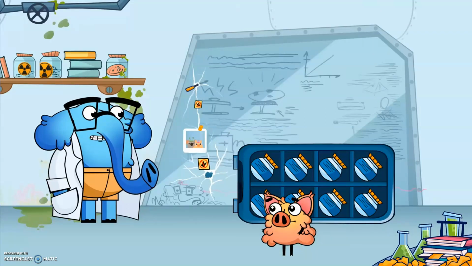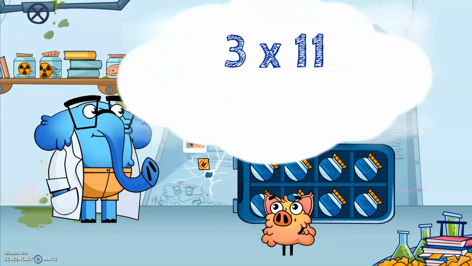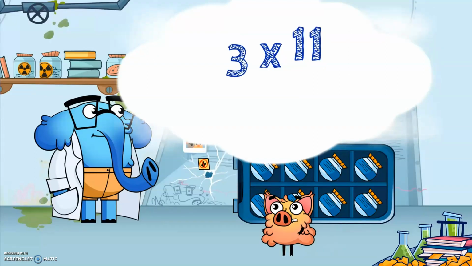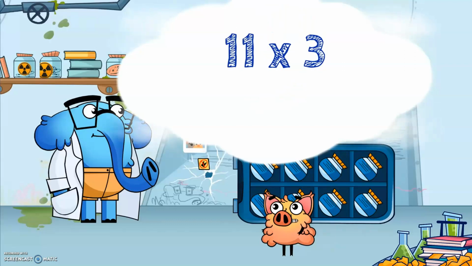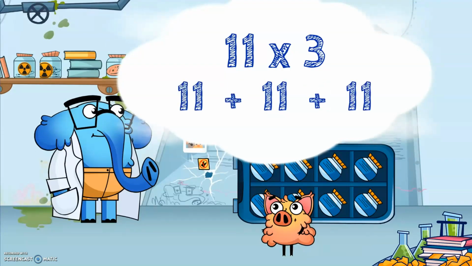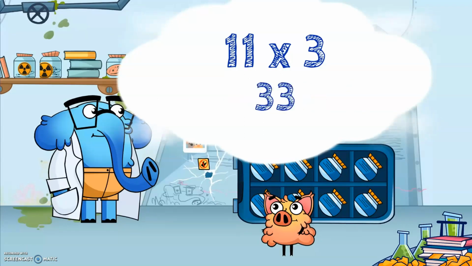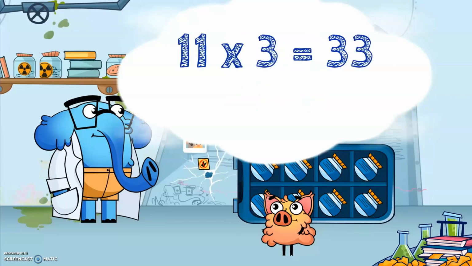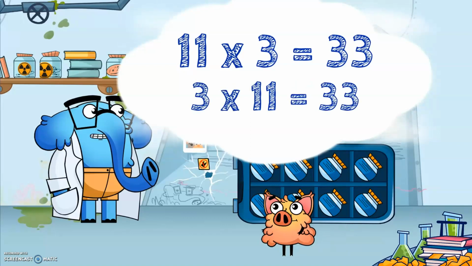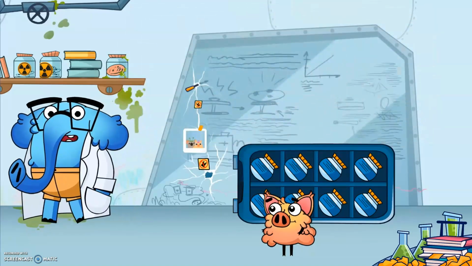How much is 3 times 11? 3 times 11. We need to take 11 groups of 3. I think we need to flip, which makes 11 times 3. That's 11 three times. So, 11, 22, 33. 33! 3 times 11 is also 33. Great job, Piggy. Now let's take a break for lunch.